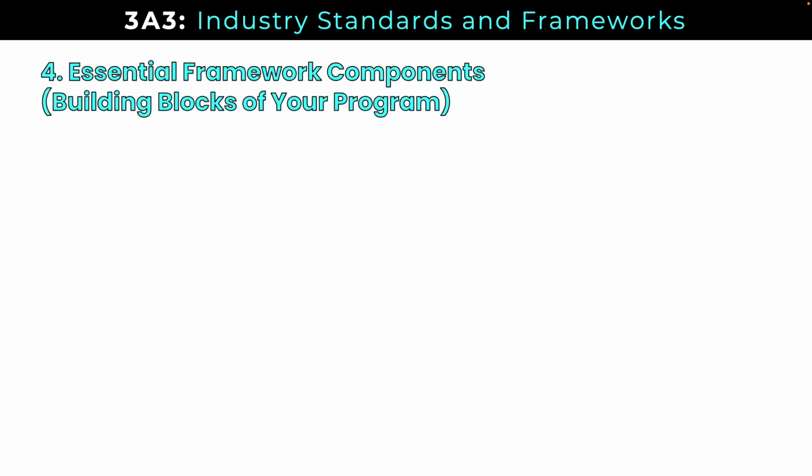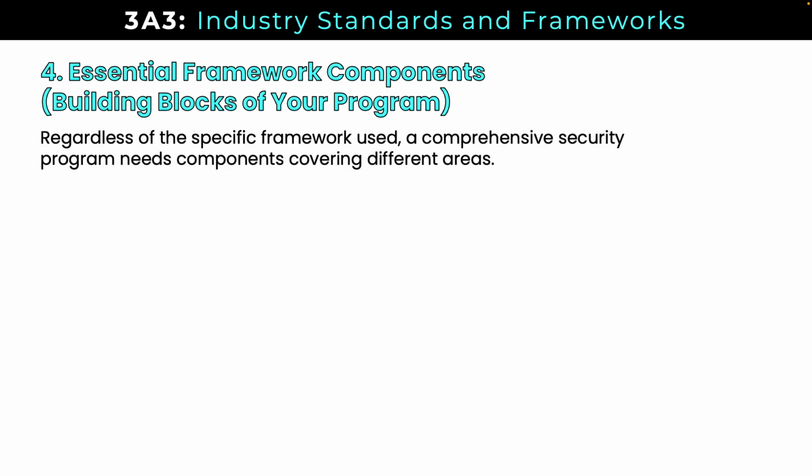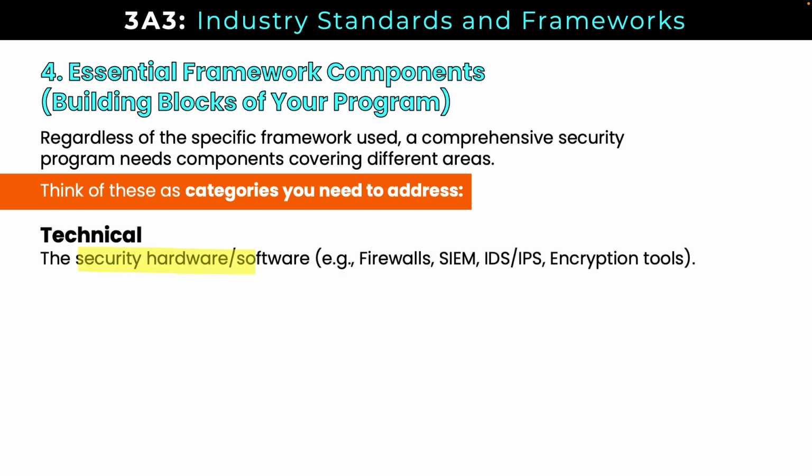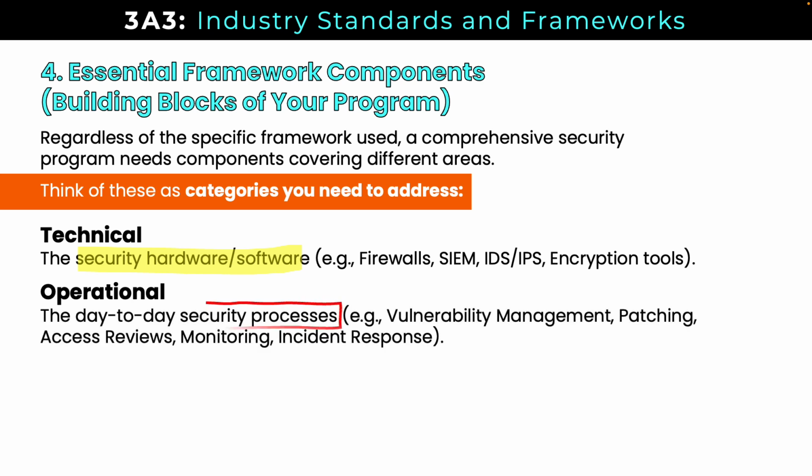So number 4, essential framework components, the building blocks of our program. Regardless of the specific framework you're using, a comprehensive security program needs components covering different areas. Think of these as the categories you need to address. There's the technical category. This is security hardware and software, firewalls, SIEM, intrusion detection and prevention, your encryption tools. There's the operational, the day-to-day security processes like vulnerability management, patching, access reviews, monitoring, incident response.